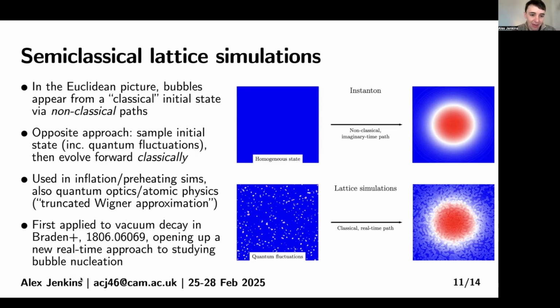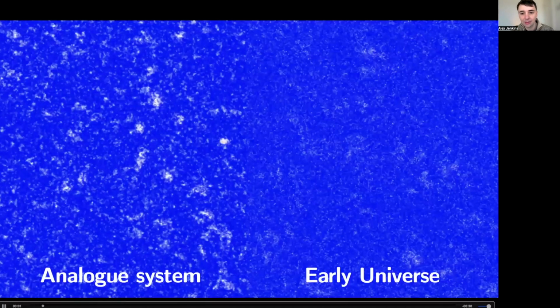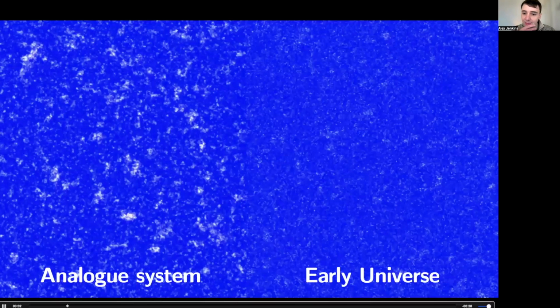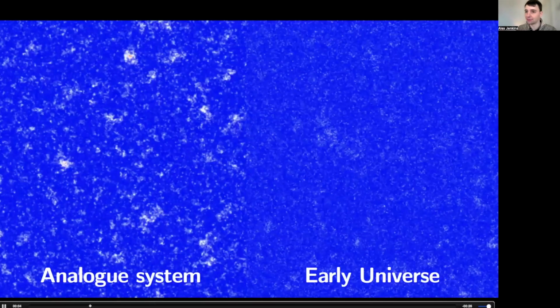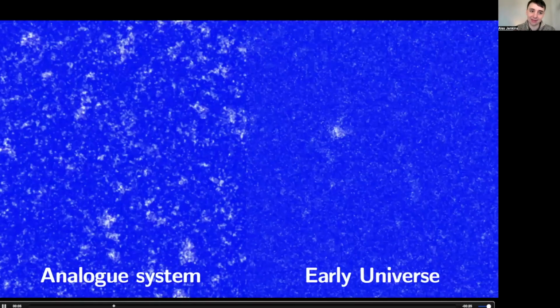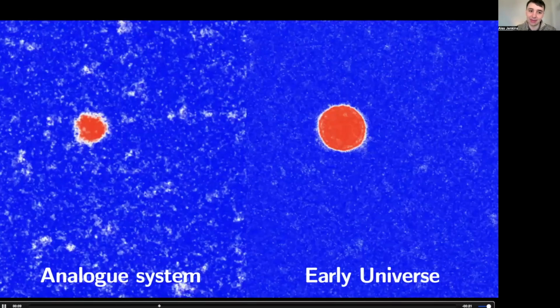So this was first applied to this problem of bubble nucleation in this really nice paper that was led by Jonathan Braden back in 2018. And it has opened up a really exciting new way of studying bubble nucleation numerically. So I'm going to show you a couple of simulation videos to show you the current state of the art in this. These are both two-dimensional lattice simulations.